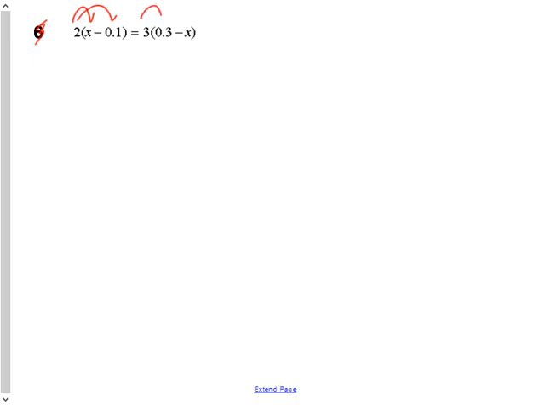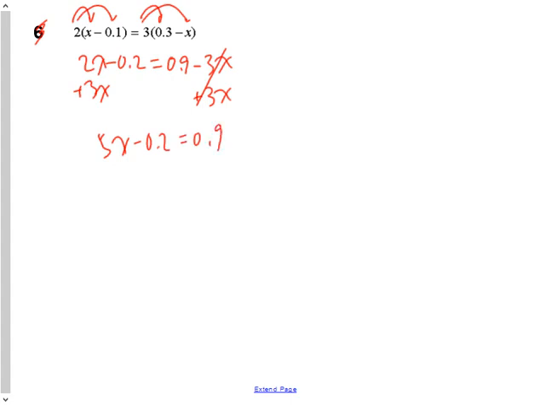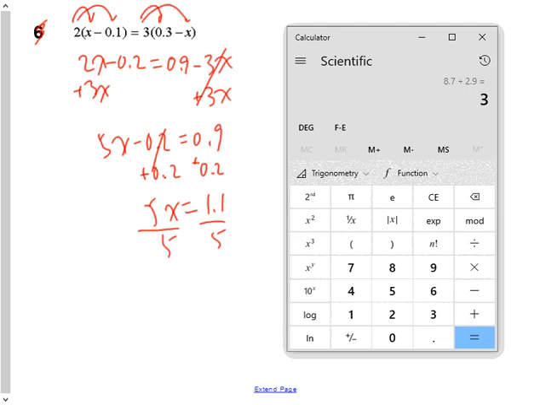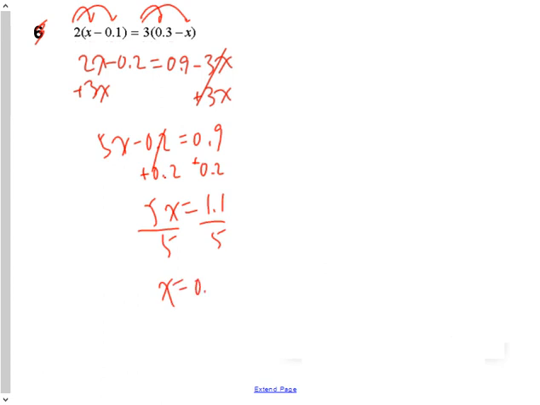This next question, which is not 6, is distributive property. What I advise you to do is expand first. So 2x minus 0.2 is equal to 0.9 minus 3x. Add 3x to both sides, because that's the one that has the least amount of it on. 5x minus 0.2 is equal to 0.9. Add two tenths to both sides. And 5x equals 1.1. And divide both sides by 5. 1.1 divided by 5 is 0.22. x equals 0.22.